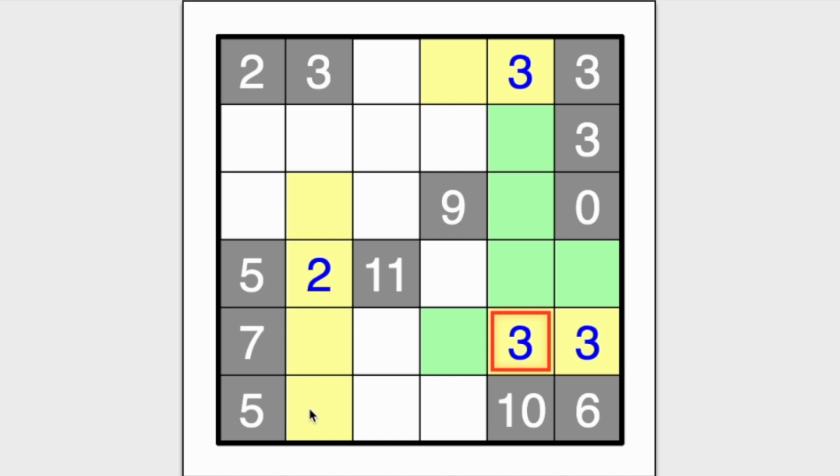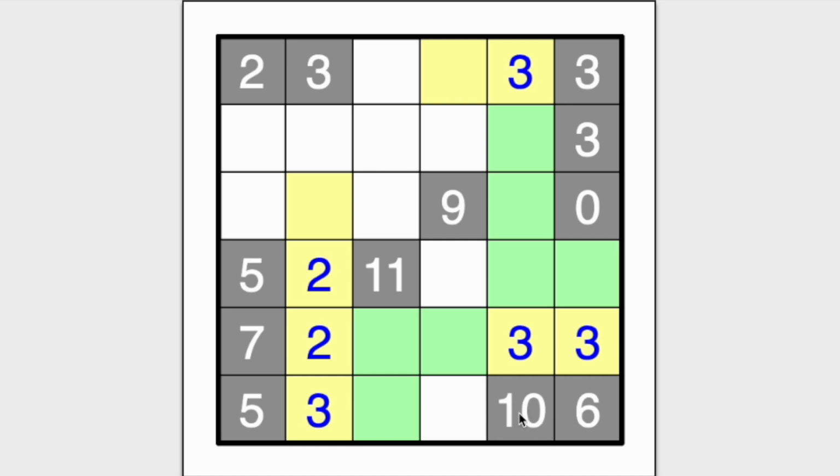These two add up to 5. Neither one can be a 4 because they touch each other. So this is a 2-3 pair. This can't be a 3 because it's next to 2 other cells. So this has to be a 2, this has to be a 3, and that in turn tells us that's not a candle and that's not a candle because they both have met their quota already.